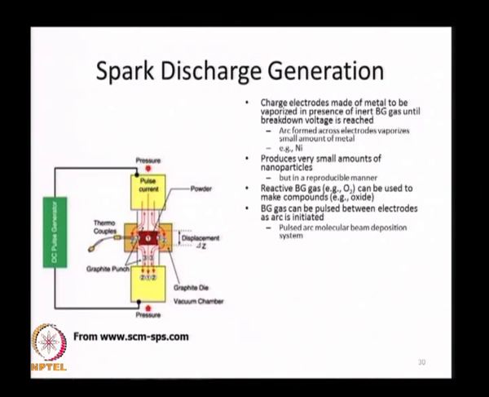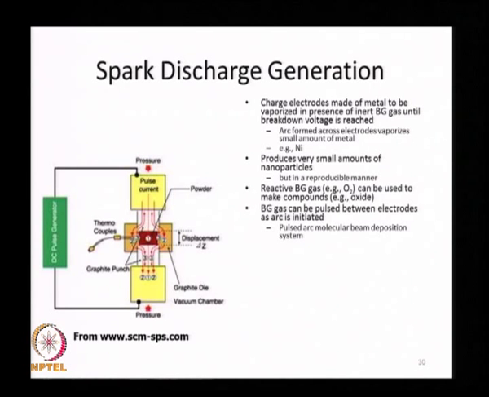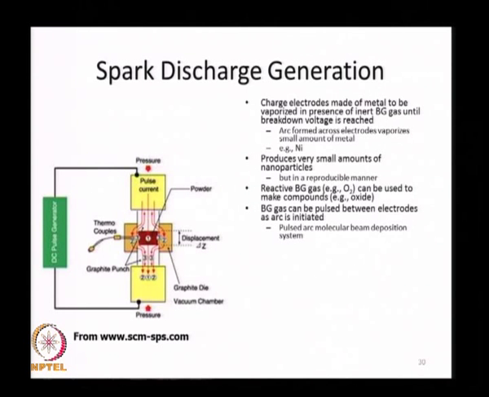Spark discharge generation is another technique to take solid metal and vaporize it. So, here you essentially make electrodes of the particular metal to be vaporized and you charge them in the presence of an inert background gas until you reach a breakdown voltage. Above that voltage, an arc forms across these metal electrodes and vaporizes a small amount of the material, which can then be used to make nanoparticles of that material. Example is nickel. Again, the drawback is it produces very small amounts of nanoparticles, and the advantage is it is a very controlled, repeatable and reproducible process.